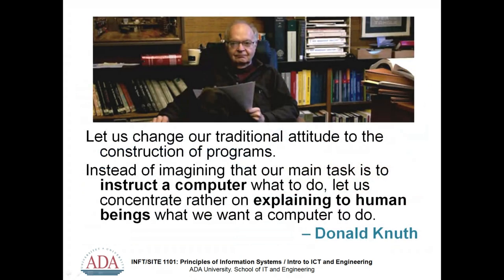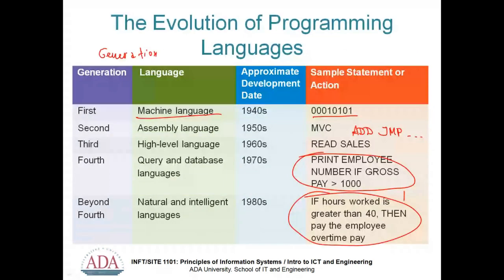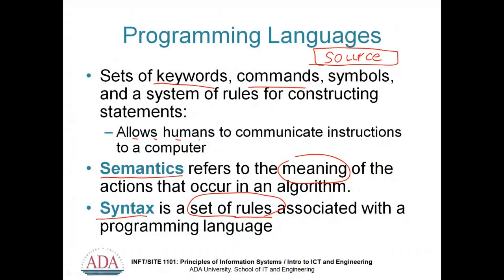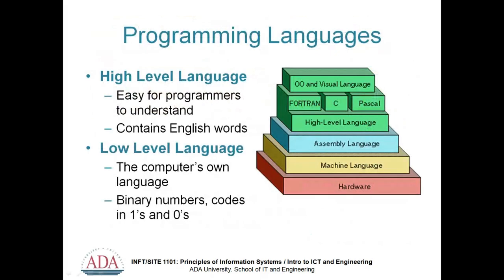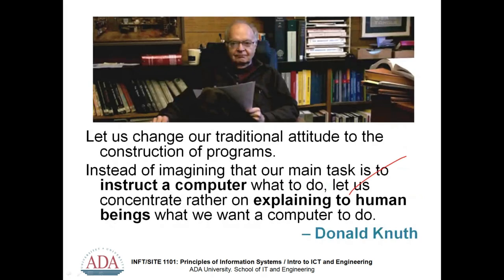Now, I probably mentioned this quote. It's very important, and I urge you to remember it when you do programming: "Let us change our traditional attitude to the construction of programs." Why is that? Because here we say a programming language allows humans to communicate instructions to a computer. That's true, but think also about writing programs. Instead of imagining that our main task is to instruct a computer what to do, let us concentrate rather on explaining to human beings what we want a computer to do. Once you have higher-level, next-generation languages, this becomes more and more important. So write programs which, when other humans look at them, they would understand what you mean.